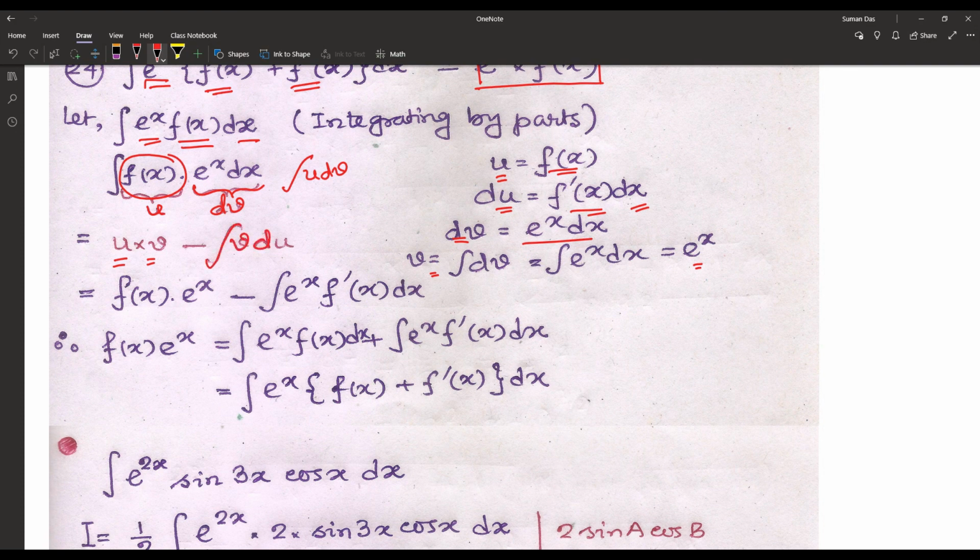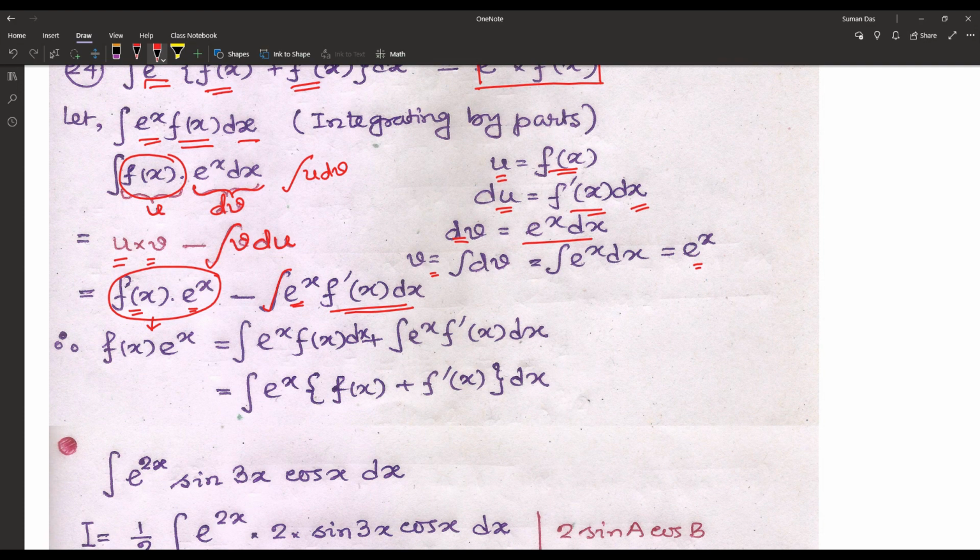So u times v is f(x) times e^x, minus the integration of v du. Here we are doing nothing, we are just keeping that intact, and the minus on the right-hand part we are taking to the left-hand side.